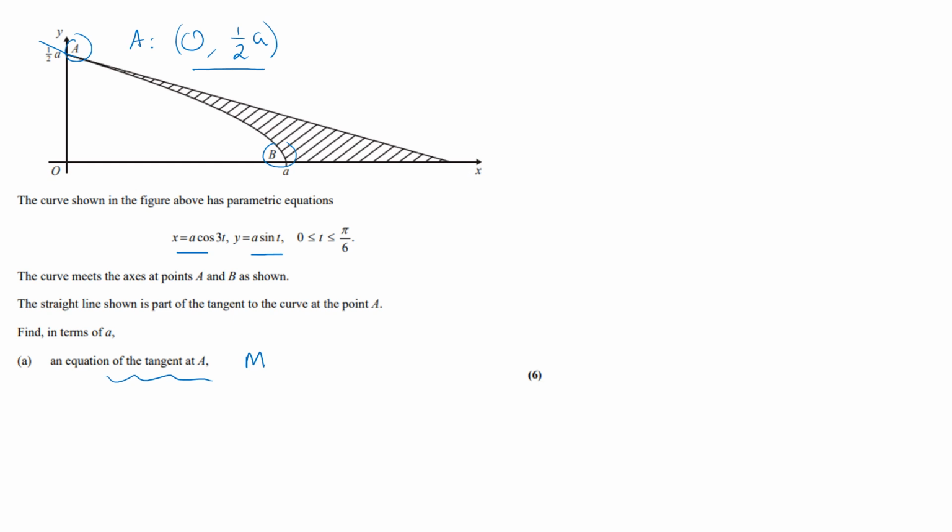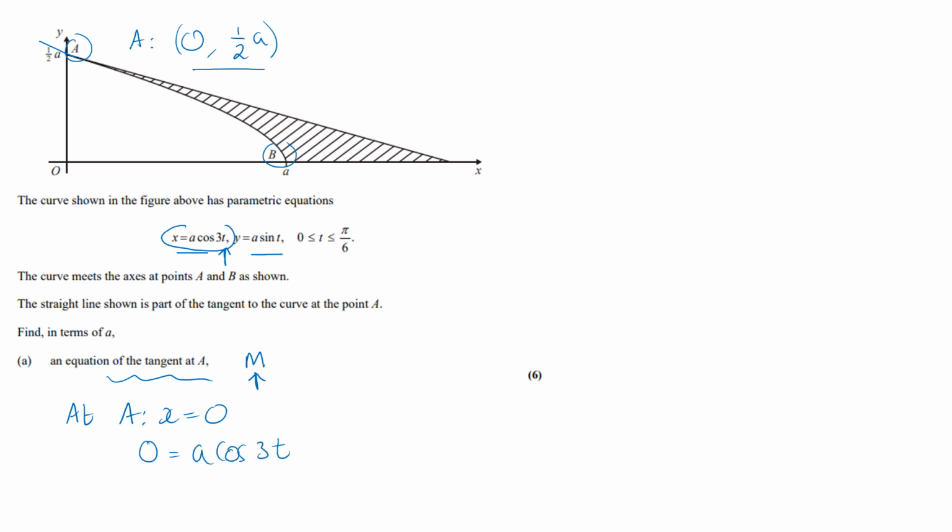Now the gradient of the tangent is going to be the same as the gradient of the curve. So what we need to do, because x is equal to 0 at A, is put 0 into our x equation and find the t that happens, and then we need to differentiate parametrically and sub that same t in to find what the m is, and then use our equation of a straight line.